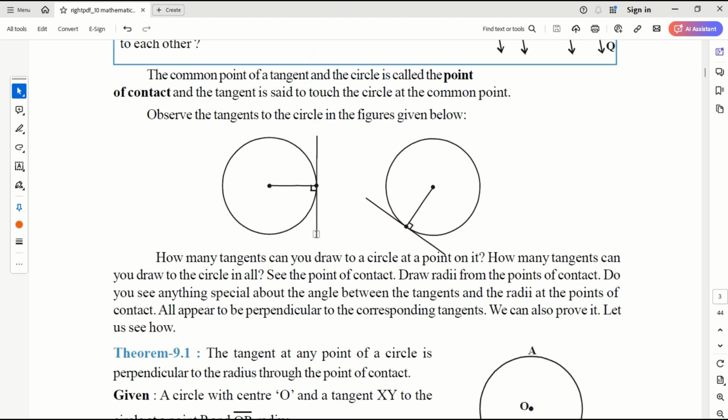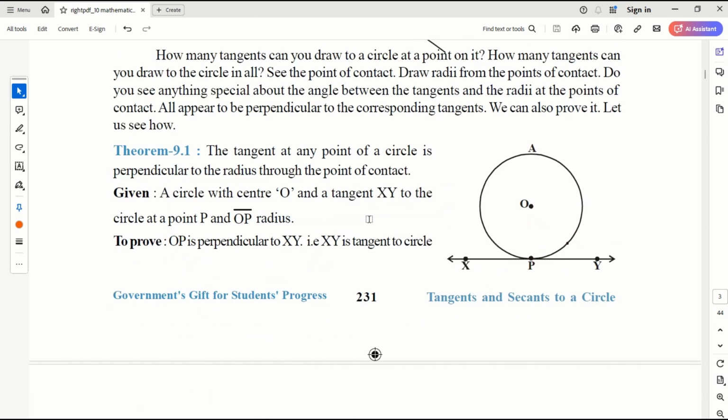When you have a tangent, it touches the circle at 1 point. That is called the point of contact. The point of contact is the point where the line or tangent touches the circle, and at the point where it touches, it actually makes 90 degrees with the radius. The radius is perpendicular to the tangent. We will prove this.